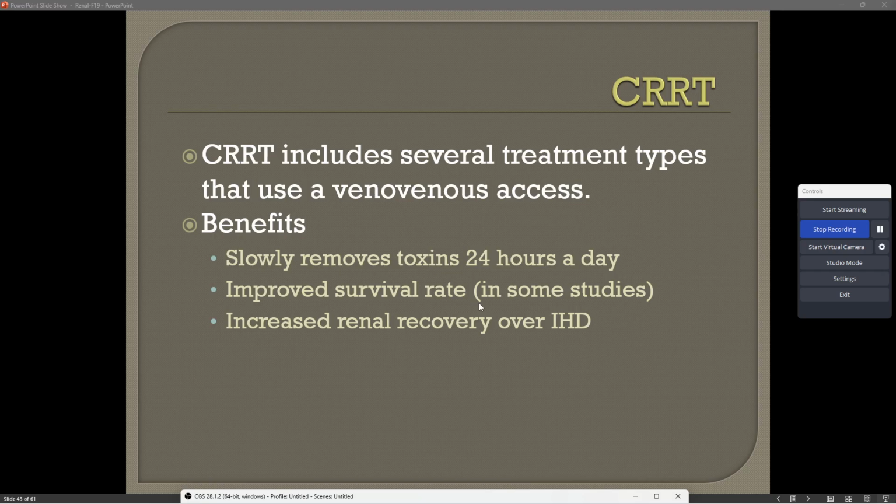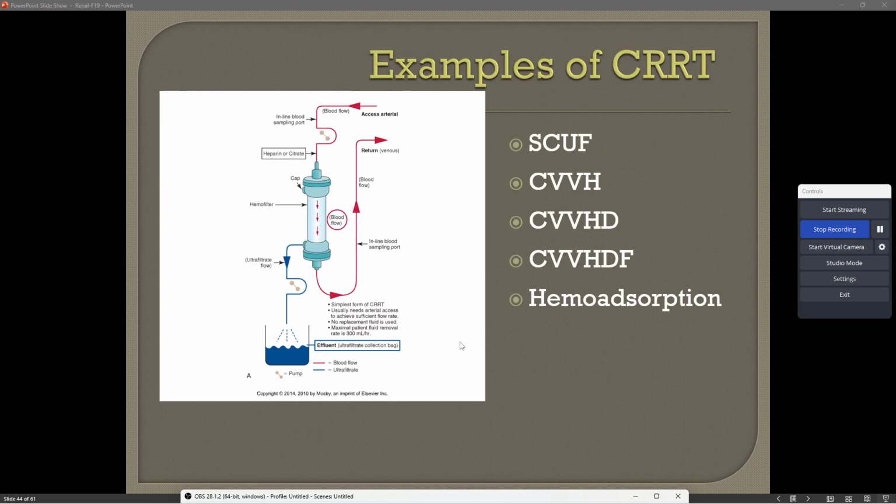CRRT. It's a 24-hour-a-day thing. Continually removes toxins, excess fluid, and I don't. This is inaccurate. Improves survival in some studies. No, it drastically improves survival rates when compared to hemodialysis in critical patients or hemodynamically unstable patients. It's much better of an option. Also, increase renal recovery over IHD. 100% true. Examples of CRRT, I'm not going to lie to you. I have no idea what each one of these means, and I'm not going to try and figure it out.